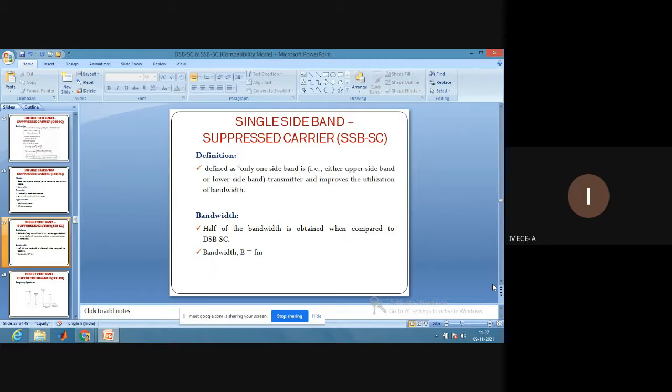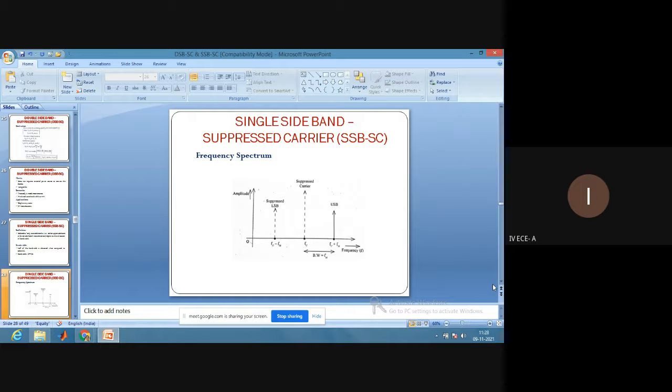So here the bandwidth of the system is reduced to half of the DSB-SC system. The bandwidth requirement for the system is equal to the modulating frequency fm, the highest frequency of the modulating signal. This is the pictorial representation of the frequency spectrum of the SSB-SC system. In this spectrum, we can observe that we'll have either LSB or USB. One sideband is suppressed along with the carrier signal. So the bandwidth requirement is equal to the highest frequency of the modulating signal.